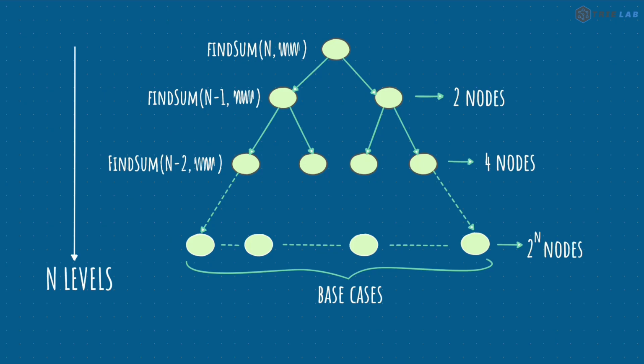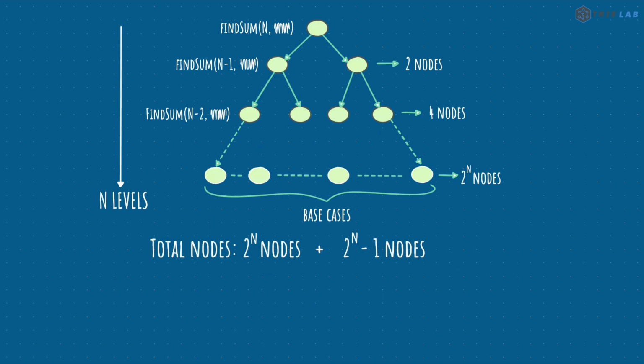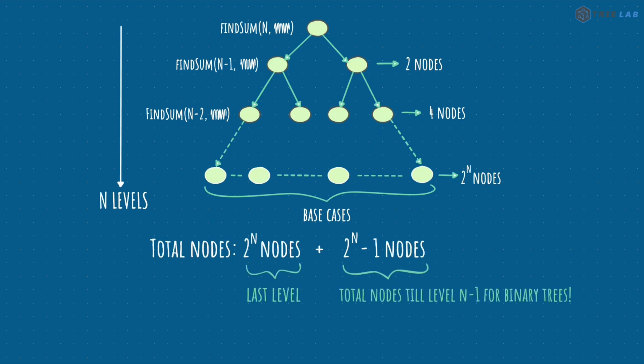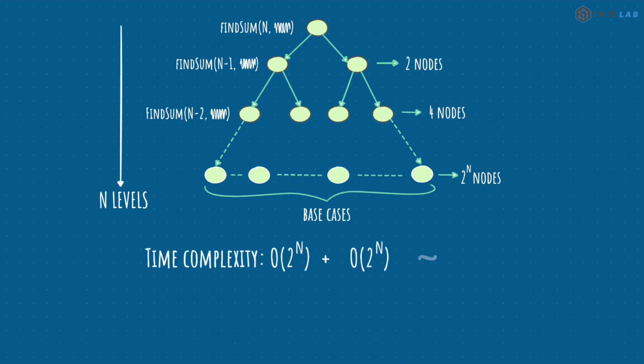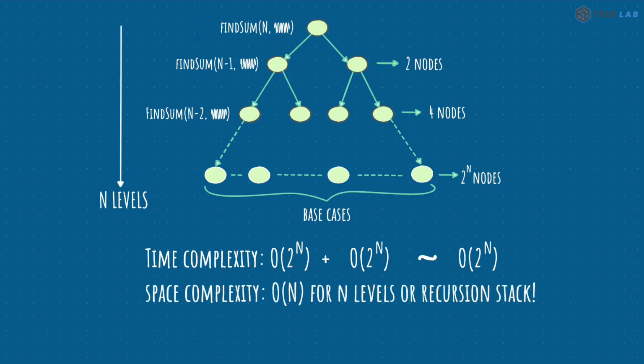Now the second level will have 2 nodes, the third level will have 4 nodes, and finally the last level will have 2 to the power n nodes. So the total nodes in the tree is 2 to the power n plus 2 to the power n minus 1. And note, for binary trees, or rather complete binary trees with n levels, we'll have the total number of nodes till the last level as 2 to the power n minus 1. So the total time complexity becomes big O of 2 to the power n. And the space complexity is big O of n for the recursion stack in use.